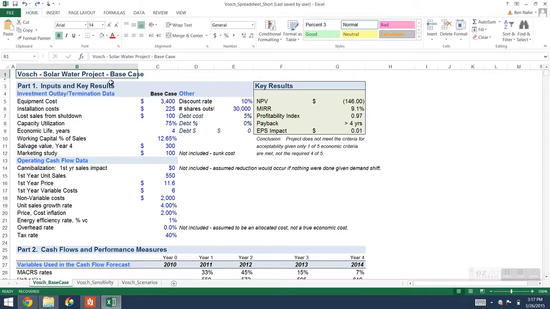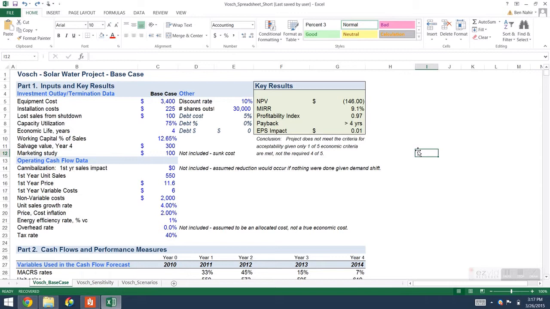Okay, so starting at the top, we've got our title, and then we've got part one, which includes our key inputs, our key metrics, and our key results. So you can see I've highlighted the titles of the different sections to make it easier to read. Again, we want to make this as easy as possible for our reader to interpret. And each section is labeled appropriately. We have investment outlays and termination data here. We've got operating cash flow data here. And then on the right, we have our key results.